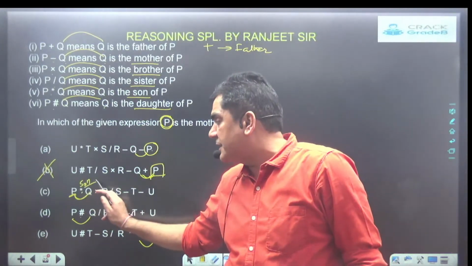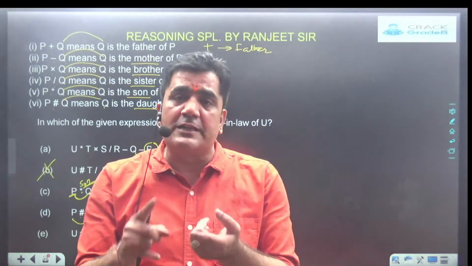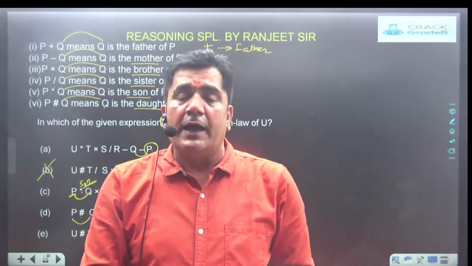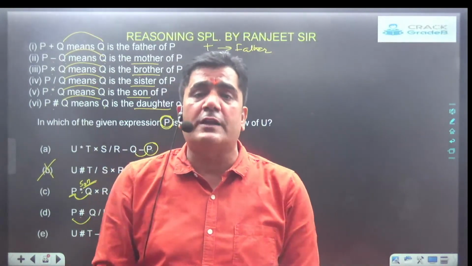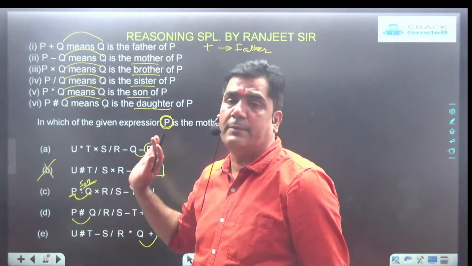The in-between relation given to me is son. So whenever the in-between relation given to me is either son or daughter, in that case you should not eliminate. Any relation other than son or daughter, then in that case that option must be eliminated. So I am not going to eliminate this one.